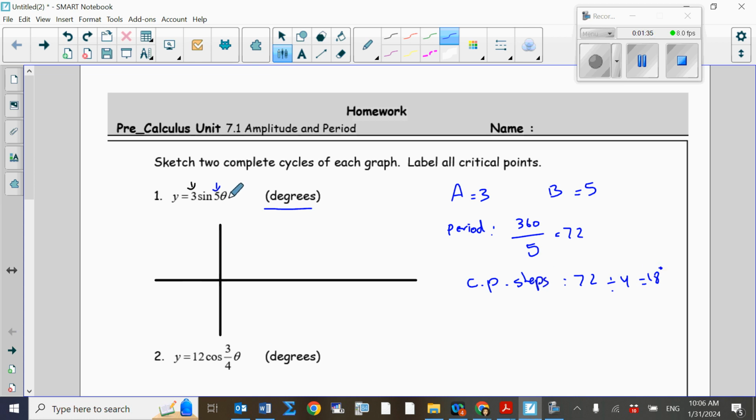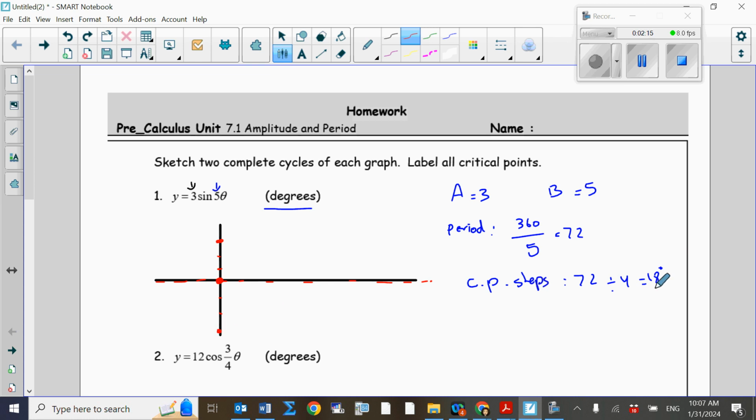Since there is no value subtracted or added to 3, that means there is no horizontal shift, and also we don't have any vertical shift here. So the sinusoidal axis is going to be at y equals 0, and there's no horizontal shift, so the starting point is going to be 0 and 0. The amplitude is 3. That means from the sinusoidal axis, we're going to go 3 up and 3 down. So this is the highest point, and this one is the lowest point.